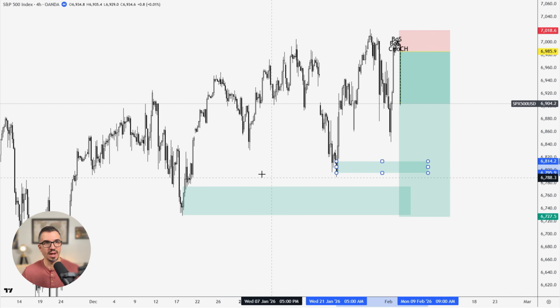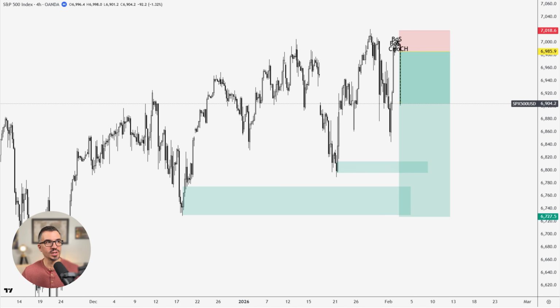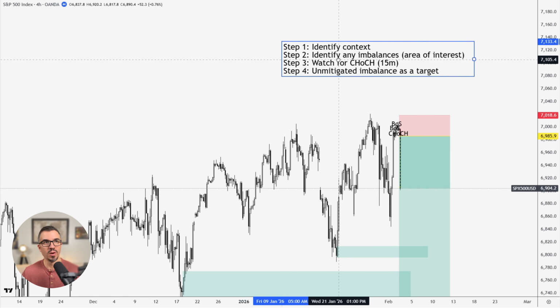So again, we had this area down here. My targets look like this: first target down here at the lows after filling these imbalances through here, next target down here, third target down here. In this case, guys, we had multiple sell side imbalances to target. And again, this goes back to step number 4 when you are swing trading.